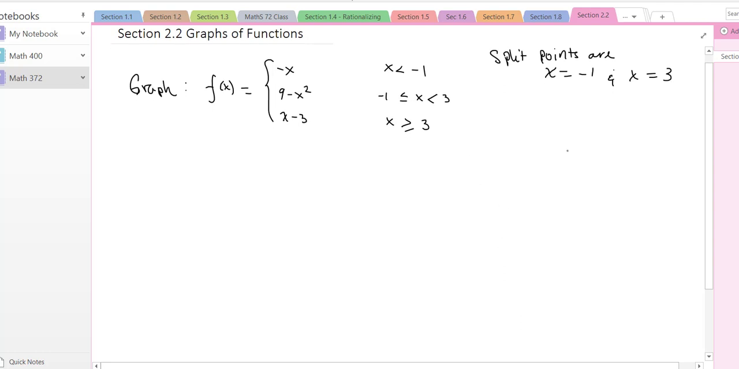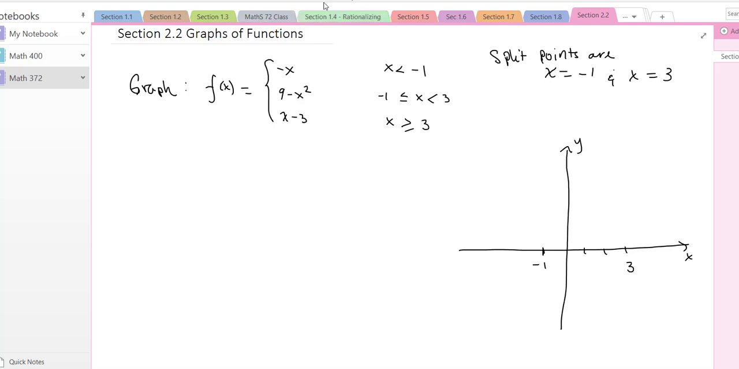So when I draw my entire graph, the full graph, I'm going to be looking at things changing at -1, and then changing again at 3. So there's stuff happening to the left of -1, in the middle between -1 and 3, and then to the right of 3. This is where we're going to look at the different pieces. And if it's helpful to draw them separately, as we did in the previous video, and if you haven't watched the section 2.1 video on piecewise functions, then I encourage you to look at that video first.